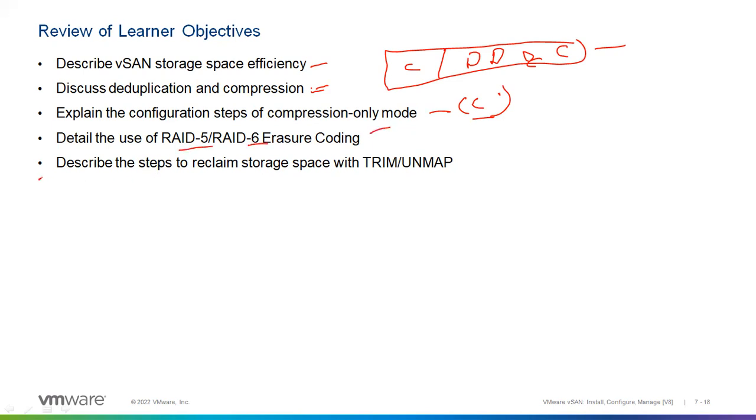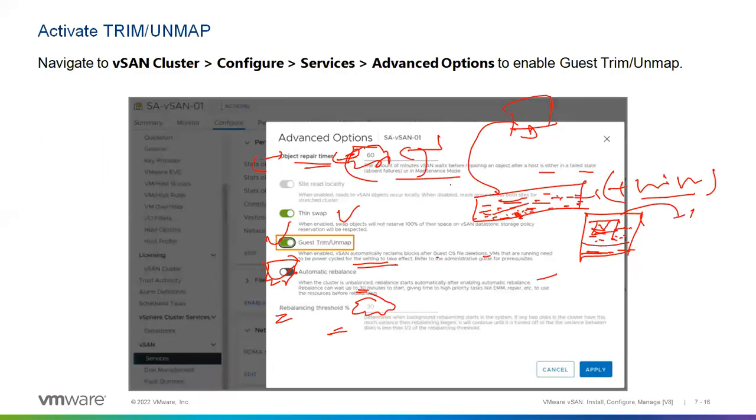Describe the steps of reclamation of storage space with trim and unmap. That's an automated feature within my vSAN. But whenever we talk about trim and unmap in traditional storage, that is something we have to do manually at the VM level. Sir, do you have any commands to run, sir? No, that's only when automatic. If it's not enabled, or you disabled it, then you have to do it from inside the guest operating system.